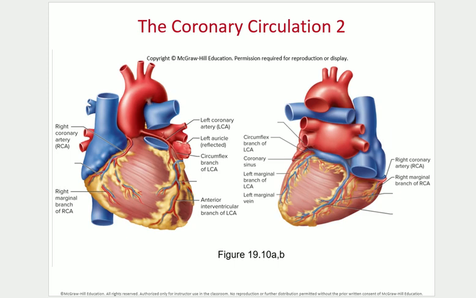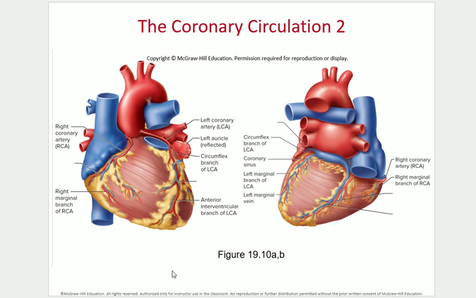Another name for that is the widowmaker, and this is one of the fatal places to have a blockage. So when people say they're having a bypass, it's probably this one that's getting bypassed. This is almost always one of the first places to form a blockage.